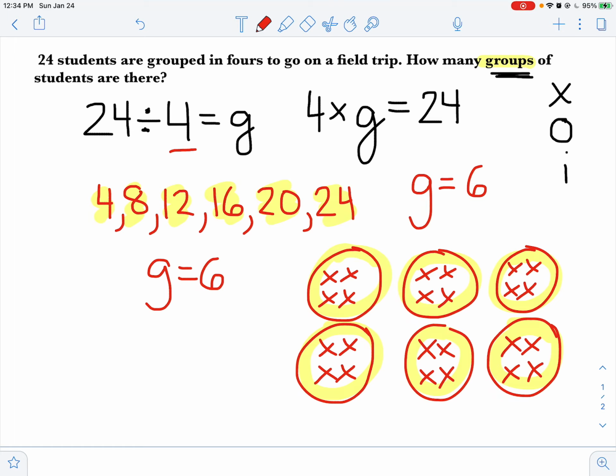Then you would write your statement. How many groups of students are there? There are 6 groups of students.